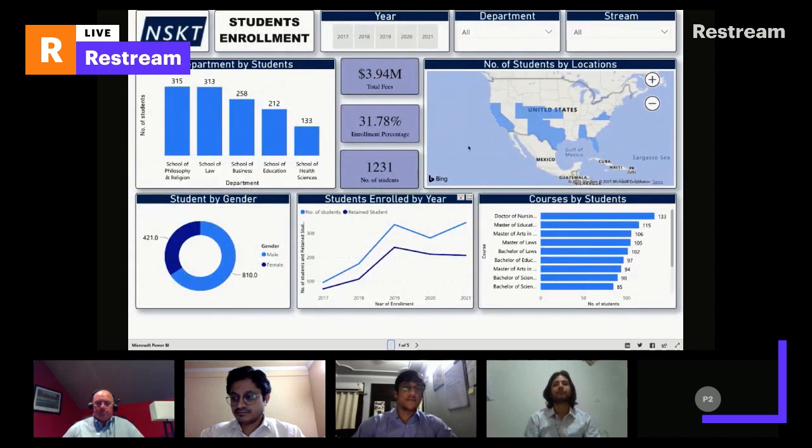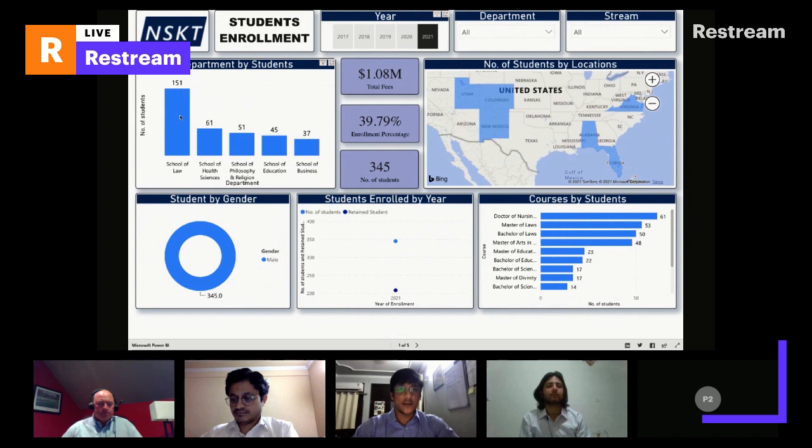Let's start with enrollment. As you can see up top, there is a slicer which filters all the data year wise. There is a department slicer and there is a stream slicer as well. Now, if I were to talk about the key KPIs that are reflected here, the first one is the total enrollment as per department. School of Philosophy and Religion, as per this data set that we've taken, has 315 students enrolled. If I want to check the data of 2021, it's 151.